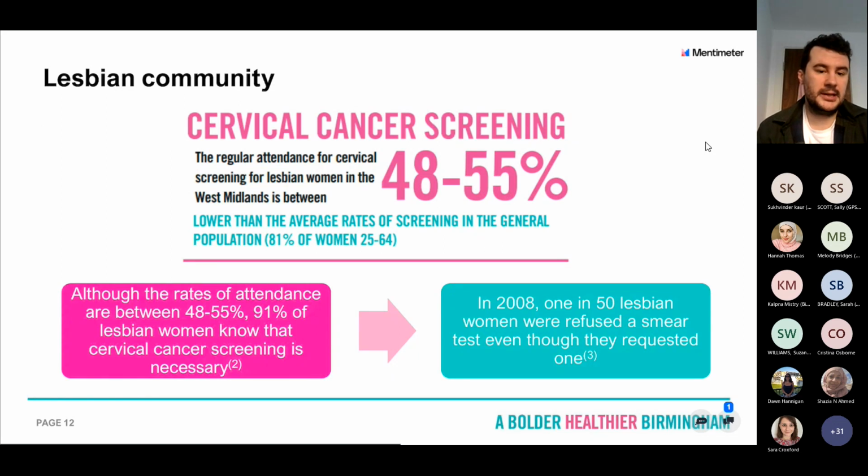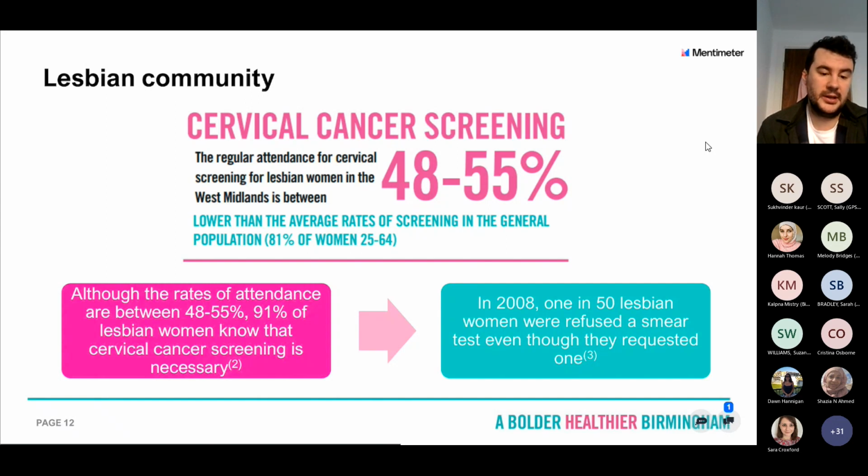Brilliant. The lesbian community, again, significantly lower rates of cervical cancer screening. So average in the West Midlands between 48 to 55%. And this is actually lower than the average rates of screening in the general population, which is 81% of women aged 25 to 64. So really significantly lower.